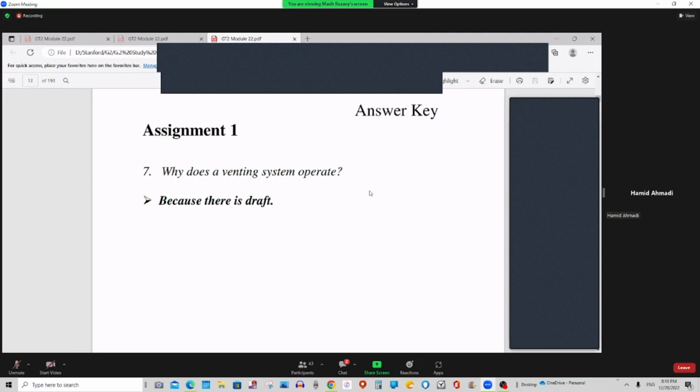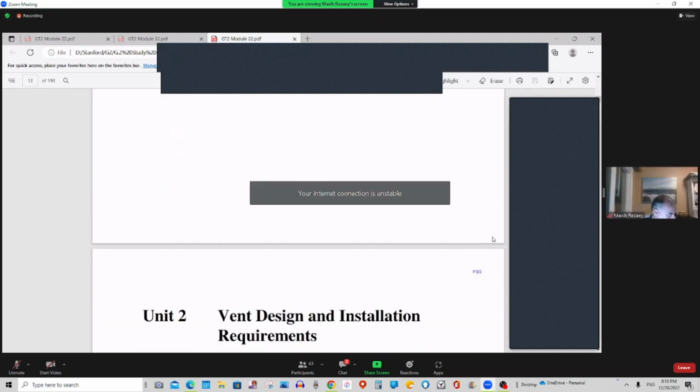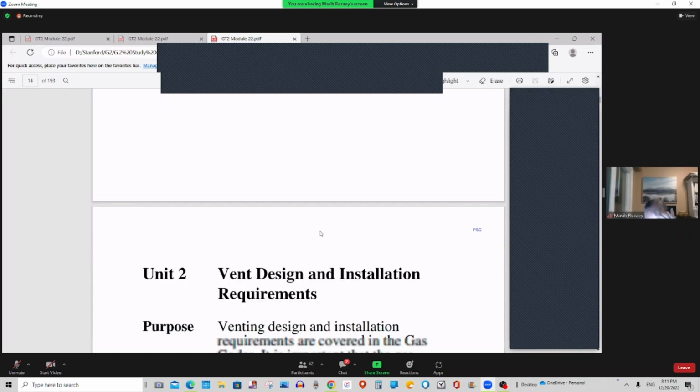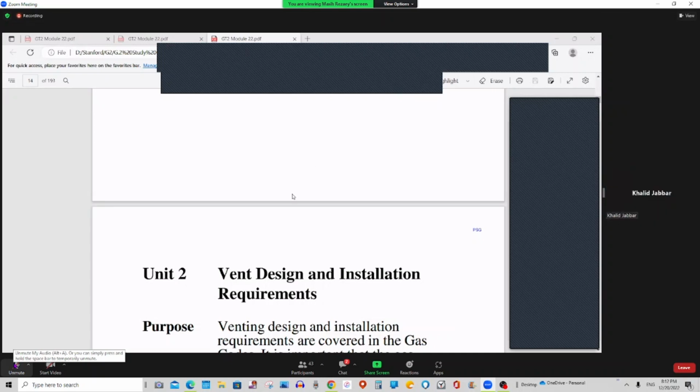Number 7: why does a venting system operate? Because there is a draft. Okay. Everybody, please open your code book to page 117 and look at 8.1, venting system and air supply for appliances.